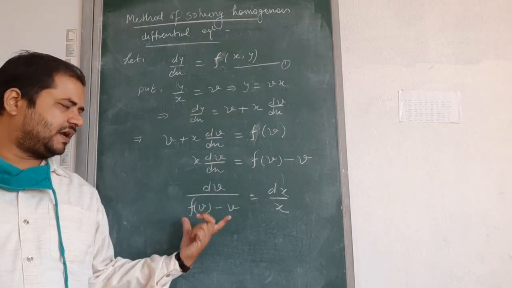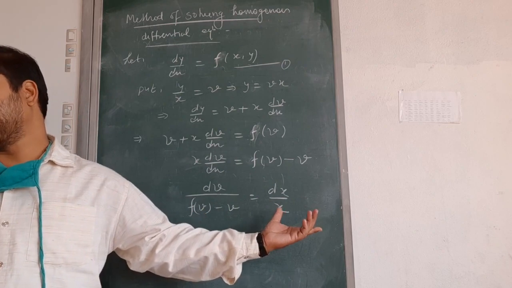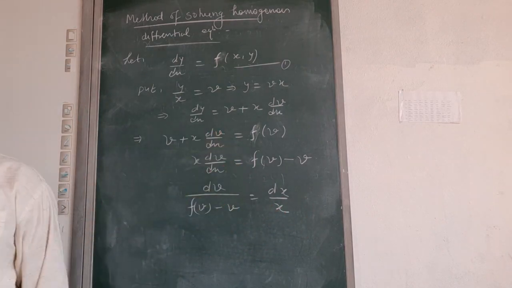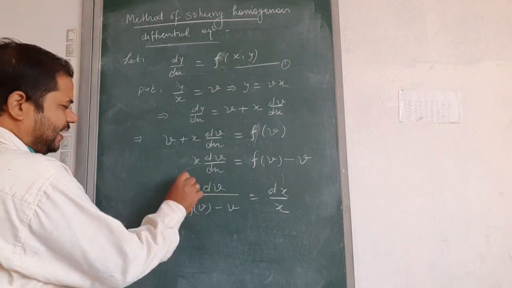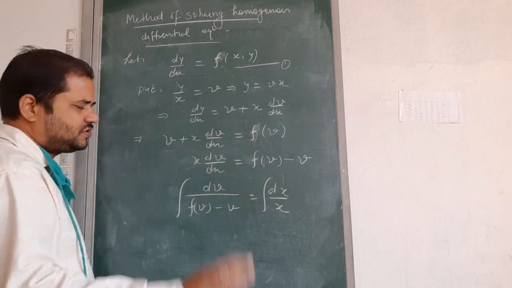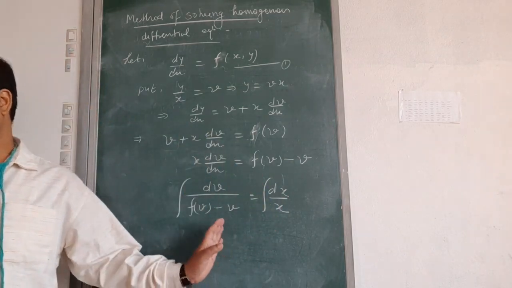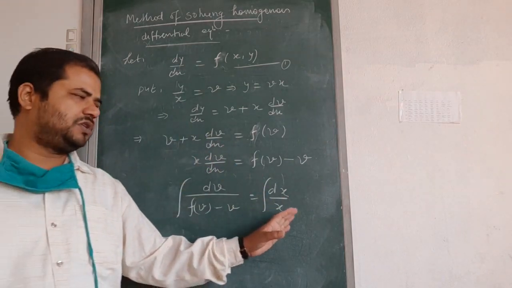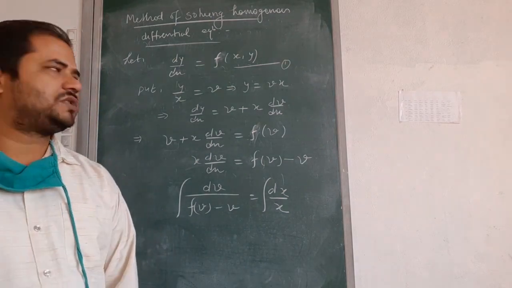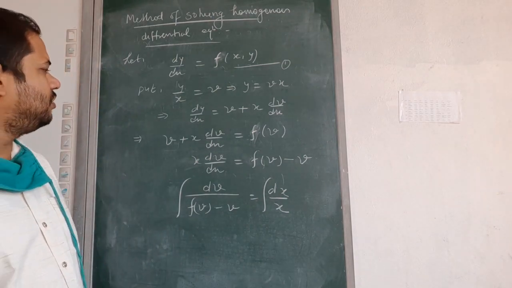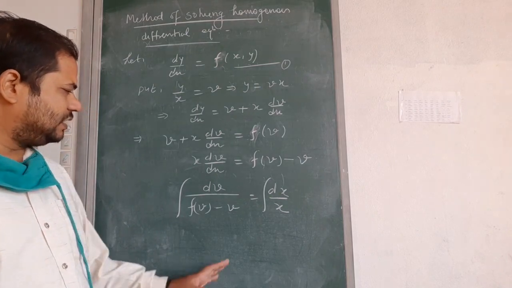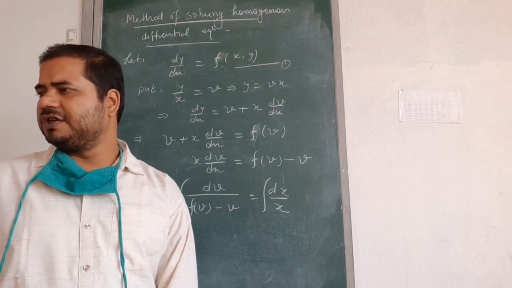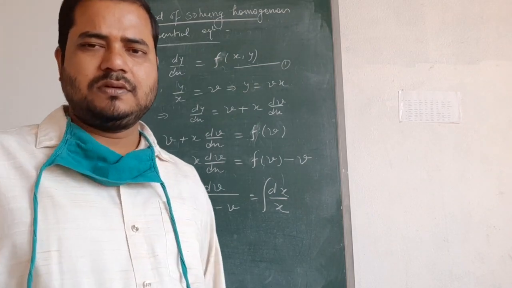Where v, we write v, and where x, we write x. Then we will get it like this. On integrating both sides, we will get the solution. If you integrate, you will get the solution of this homogeneous differential equation. So first of all, note it down, and then we will see the question based on this homogeneous differential equation. Note it down.